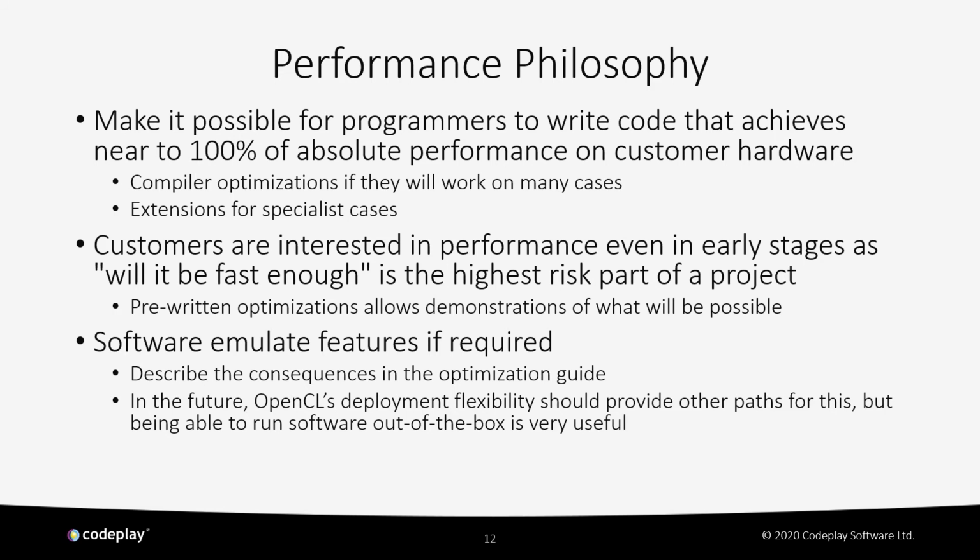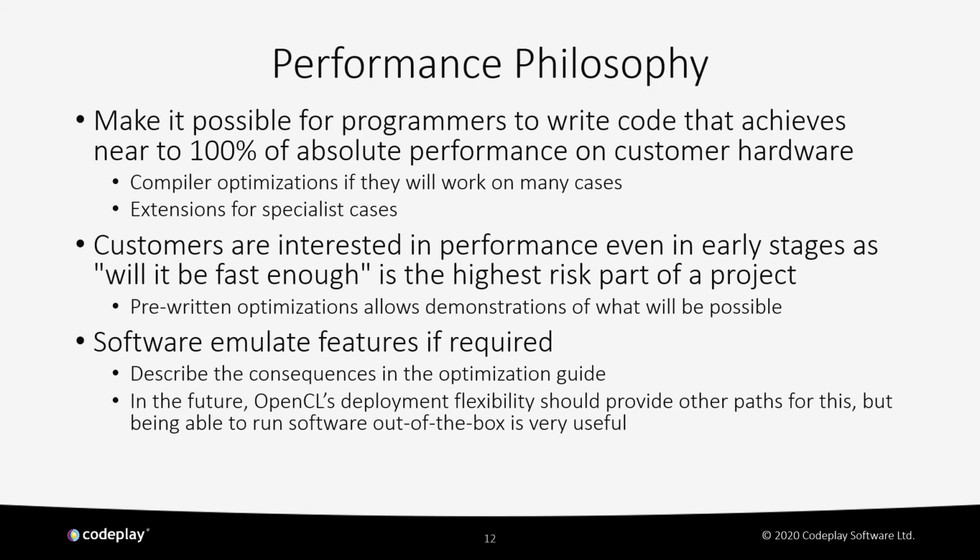Customers tend to be interested in performance even in the early stages of a project, as the question of will it be fast enough is actually the highest risk part. It's easy to believe that it will be correct by the end of the project, but knowing whether or not it will be fast enough requires some demonstration. This is where having pre-written optimizations helps, as it allows us to give some demonstration of what will be possible.